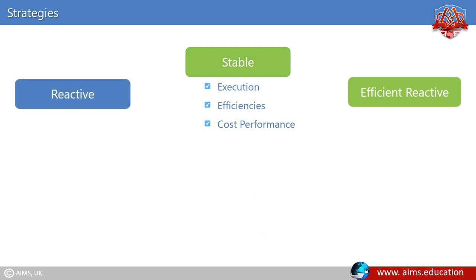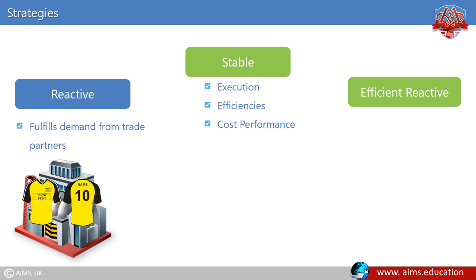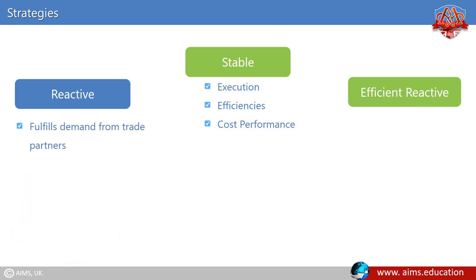Reactive supply chain strategy works well when the chain acts to fulfill demand from trade partners. For example, manufacturer of sports team apparel for fans. When a team makes it to the next round, more products are needed. However, for the losing team, demand virtually disappears.